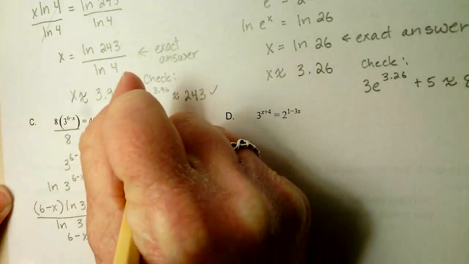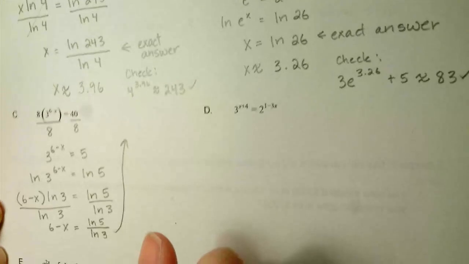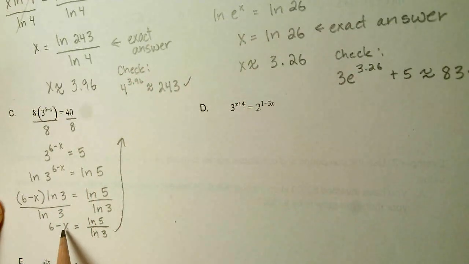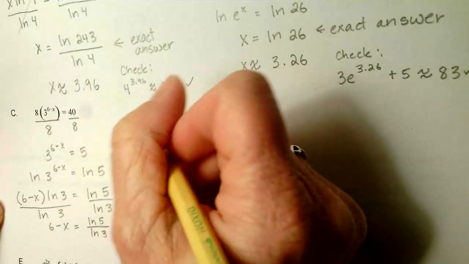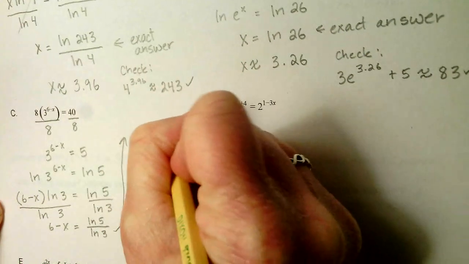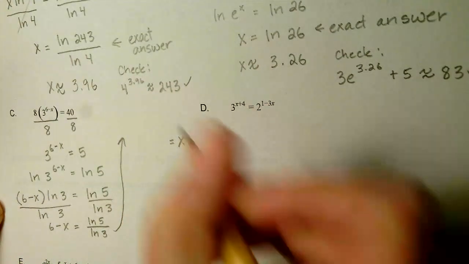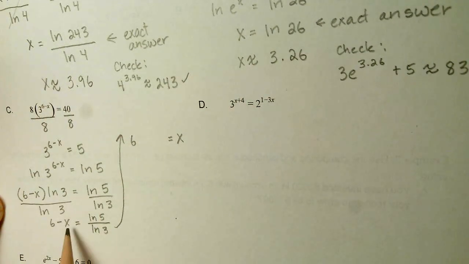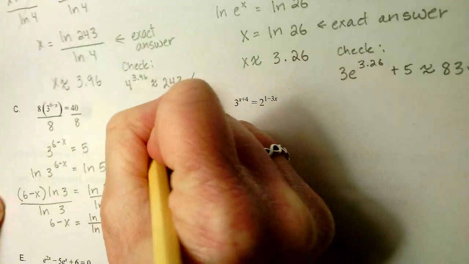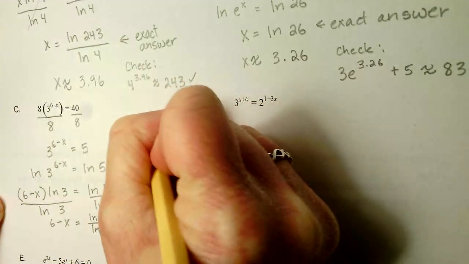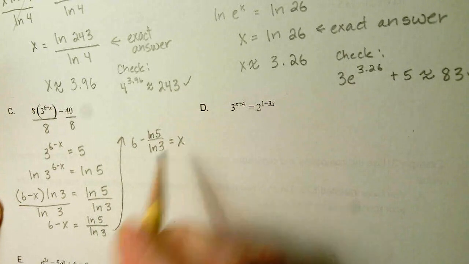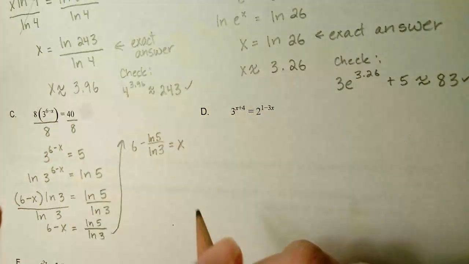I'm going to move up here a little bit. So I am going to move x to the other side, so I'm adding x to both sides, and I have x equals 6. I am subtracting ln of 5 over ln of 3 from both sides. And this, again, is my exact answer.